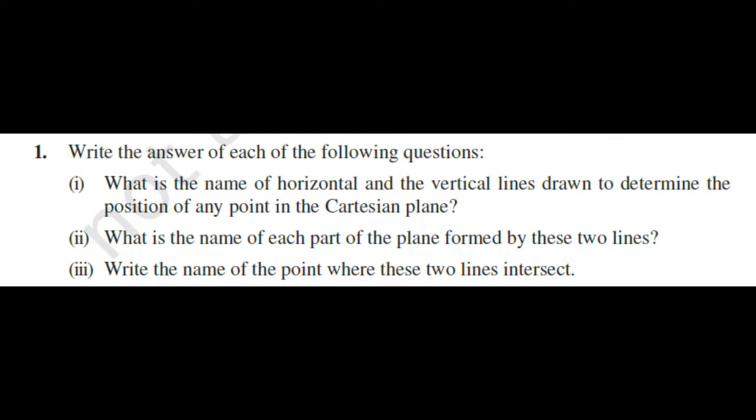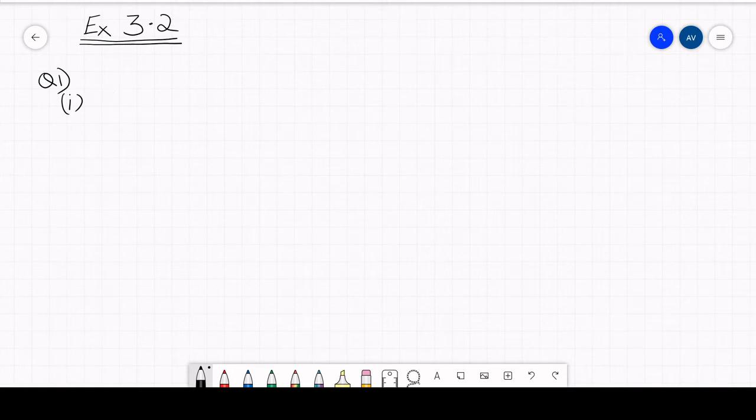So the first question of exercise 3.2 is just an objective question. The first part is asking us what is the name of the horizontal and vertical lines drawn to determine the position of any point in the Cartesian plane. And if you've seen the Cartesian plane, we've drawn it enough number of times to know that these two lines, the two perpendicular lines to each other, are called the x-axis or x dash and the y-axis labeled as y dash.